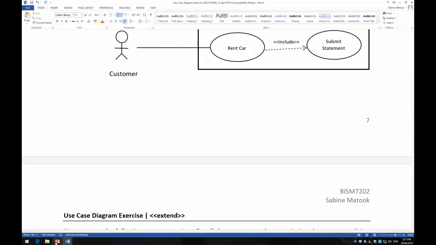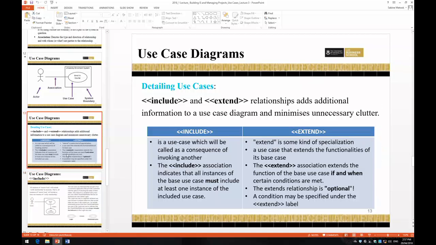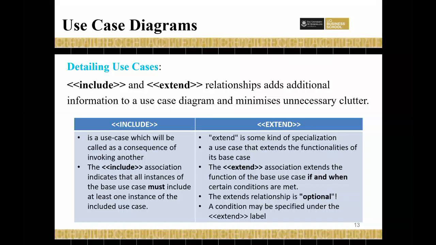Now let's go back to the use case. As I said, there are two ways to add information to a use case. One is the include, one is the extend. Extend means you are capturing an optional relationship, and the extender extends the function of the base use case if and when certain conditions are met. So if and when certain conditions are met, the other use case gets used.